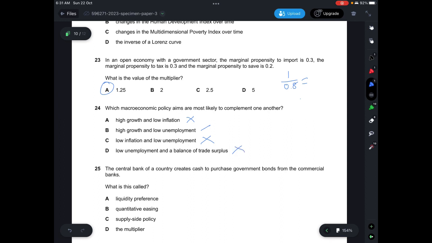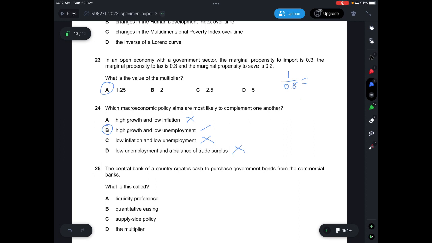Balance of trade surplus, balance of trade is basically your X minus M. Your X minus M is basically much higher when there's low unemployment. But macroeconomic policy is about your economic growth, your unemployment, and also inflation. So even though D is theoretically correct, when it comes to macroeconomic policy, we're talking about growth and unemployment, therefore the answer here will be B.